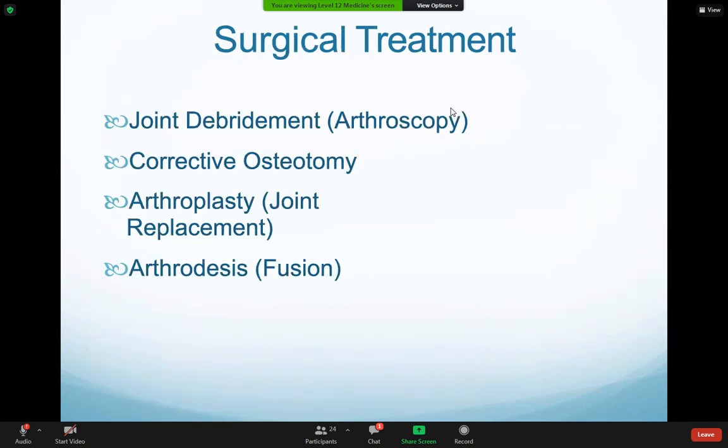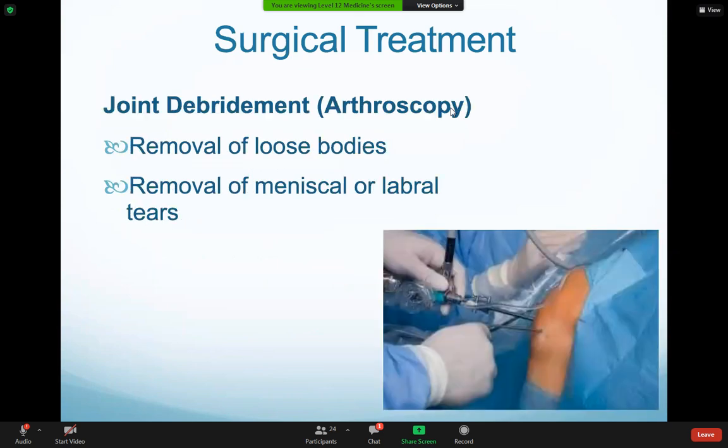Now, surgical treatment. There are different treatment modalities that have been used for osteoarthritis. So joint debridement is one of them, which is done arthroscopically. Corrective osteotomies to correct deformities. Arthroplasty, which is joint replacement. And arthrodesis, which is fusion of the joint. What we do with the joint debridement is we remove loose bodies and remove meniscal or labral tears in the joint.